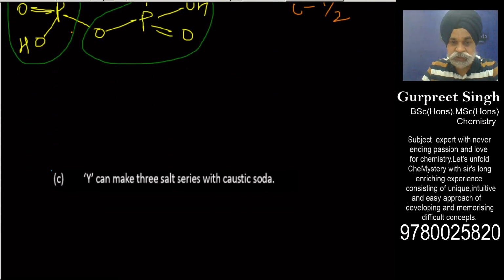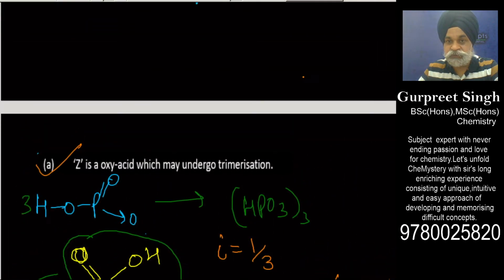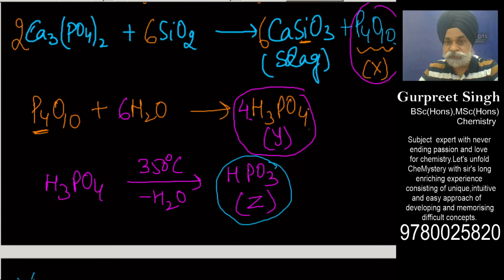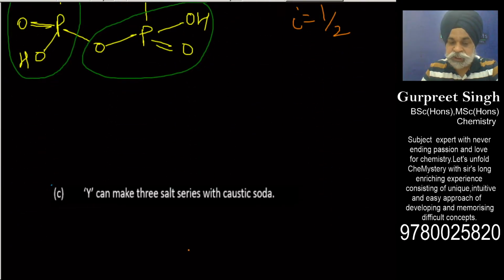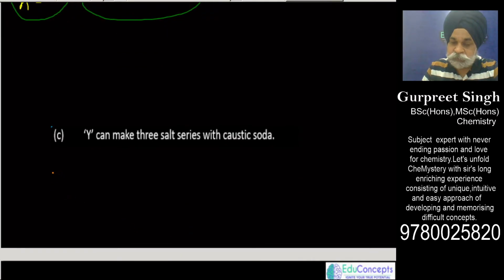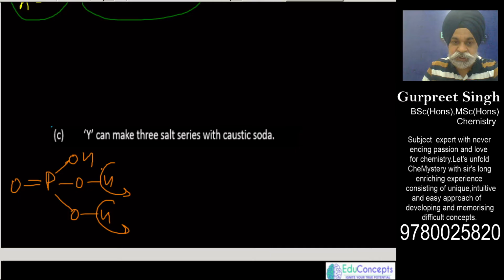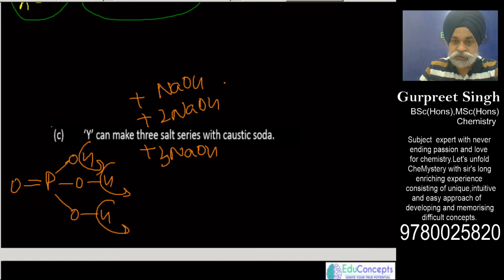So next one is, Y can make 3 salt series. So what was Y? Y we have developed as phosphoric acid. This is phosphoric acid, and this is quite easy. Phosphoric acid can give you 3 salt series when treated with caustic potash. Perfectly right, because this is basically orthophosphoric acid. It has 3 ionizable H positive ions, so it can react with 1 mole of OH negative, or even 2 moles of OH negative, or even with 3 moles of OH negative. So depending upon that, it can create a salt of this type.